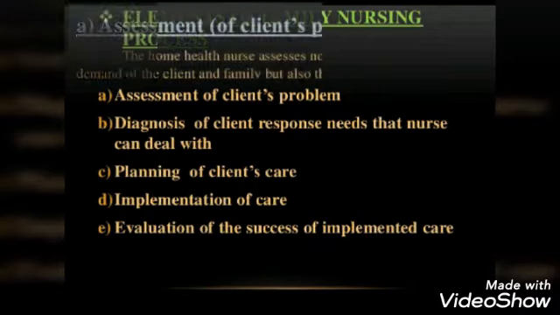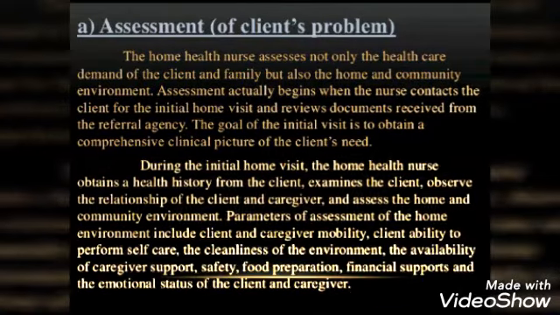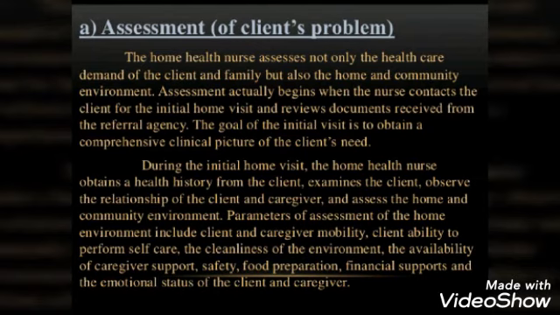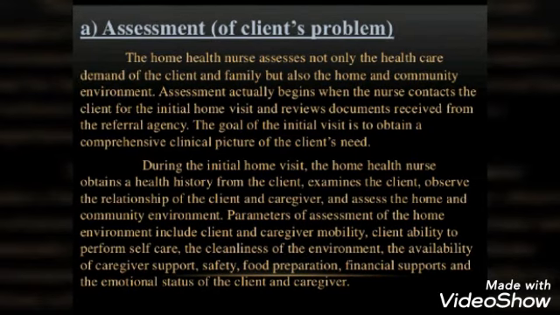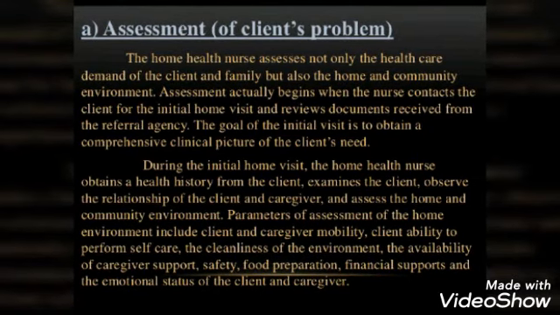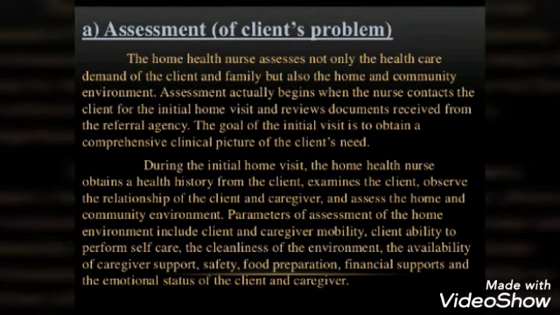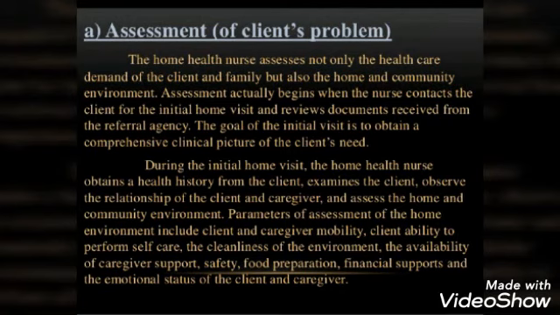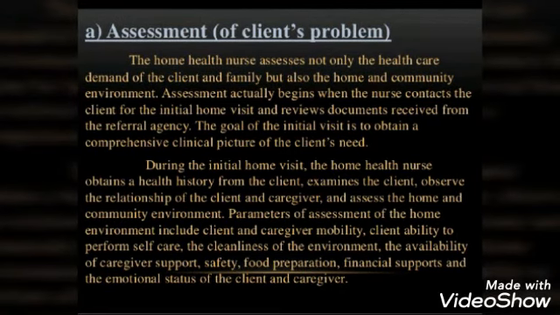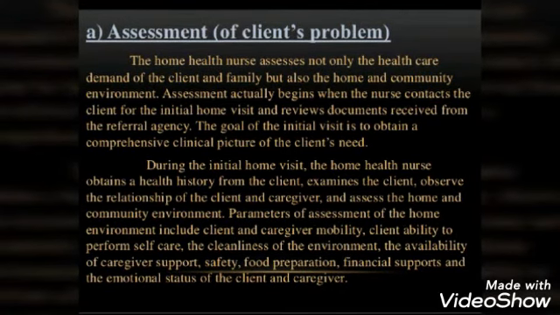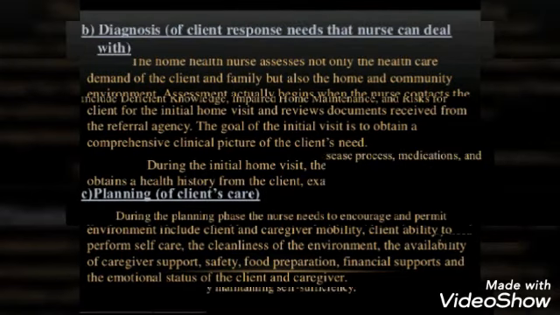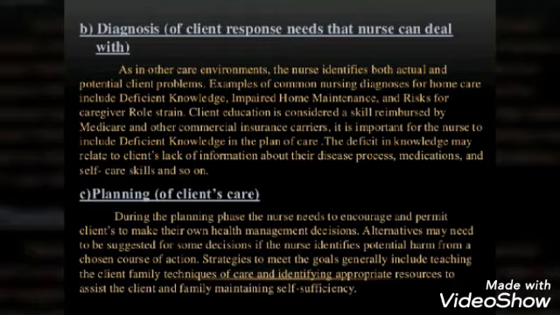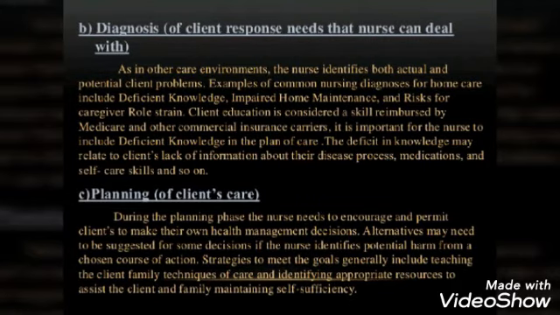So the first one is assessment of client problem. Assessment of client problem is to know about the client's condition, that is, how he is feeling. That means you have to take a brief history of the patient in that assessment process, and you have to do the physical examination of the patient to know the reality of his condition. Then we can go for the next step, that is diagnosis. After the patient tells about his chief complaints and history, it is very easy for the doctor to diagnose the condition of the patient.